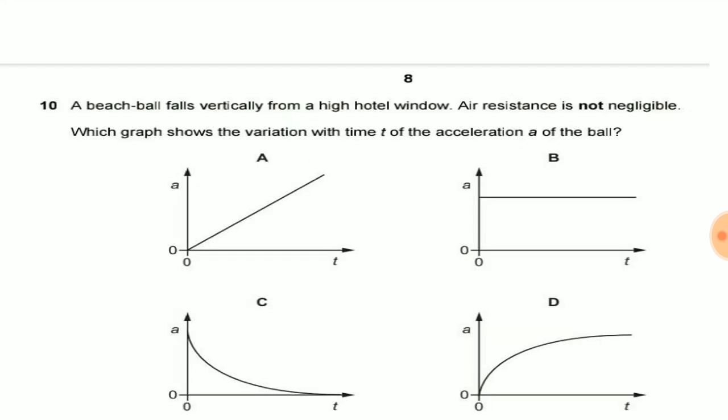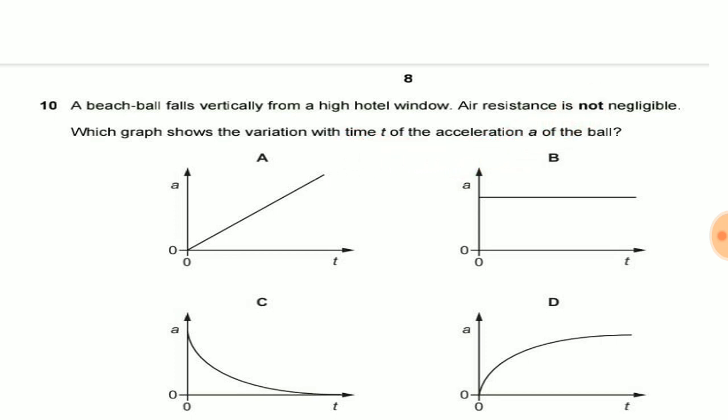Now let us see question number 10. In this question, we are throwing a ball from a hotel window. Air resistance is not negligible. Take care of this term. Air resistance is not negligible here. Which graph shows the variation with time of the acceleration of the ball?